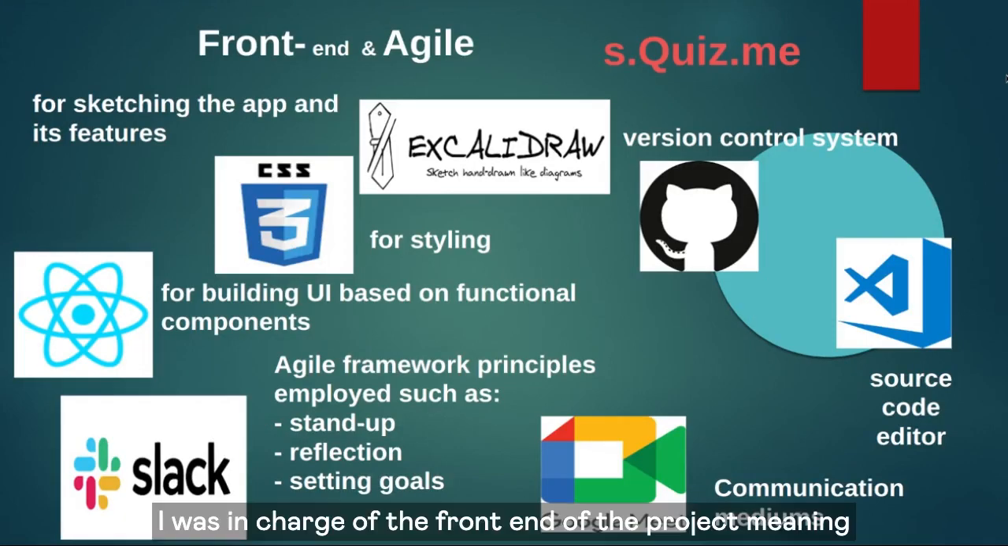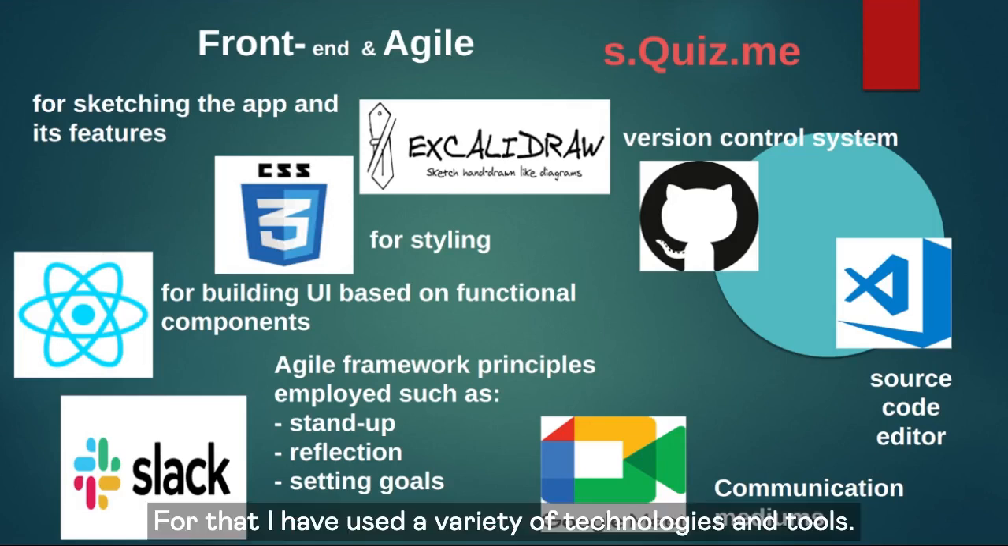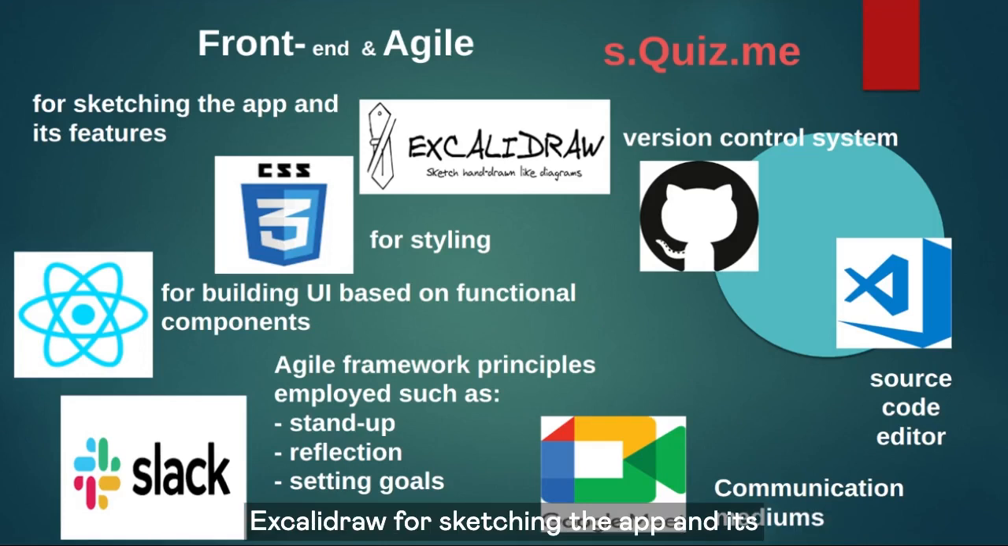I was in charge of the front end of the project, to build the interface and the functionality of the app so that it would work when the API is called. For that, I used a variety of technologies and tools: Draw for sketching the app and its features, CSS for styling, and functional components that I used for functionality. The app was coded in the VS Code editor, and we used GitHub as a version control system. The communication between me and Abdi happened using Slack and Google Meet.